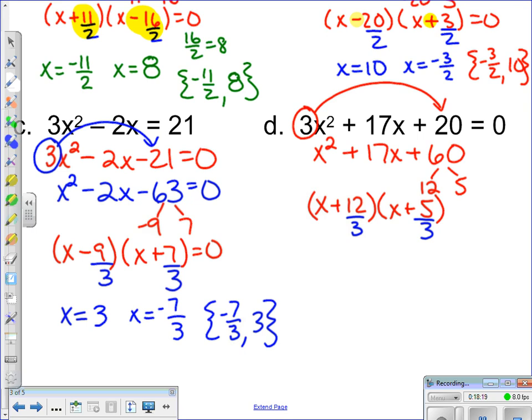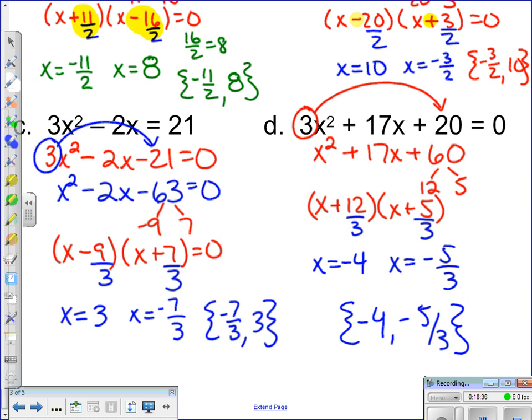3 goes into 12 4 times, so x equals negative 4, always the opposite. 3 doesn't go into 5, so I'm just going to put a negative sign in front of my fraction, 5 over 3. And so I'm going to write my answers, negative 4 and negative 5 over 3. And those are my solutions. All right, let's move on to the fourth slide.